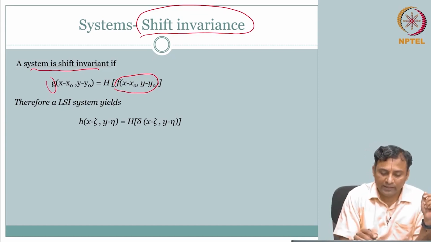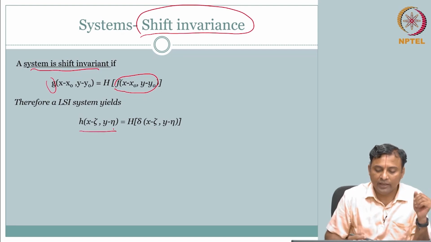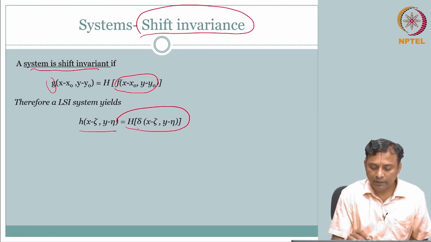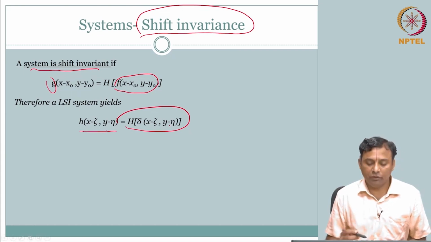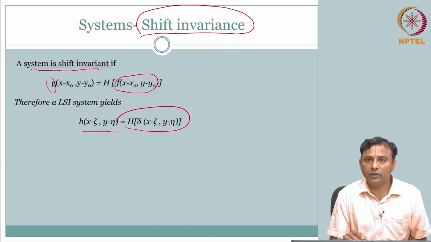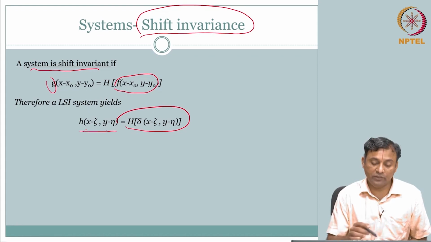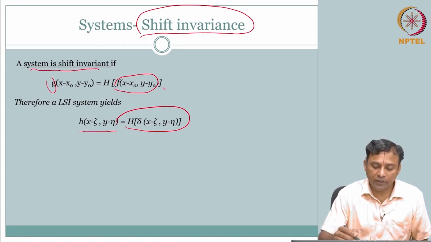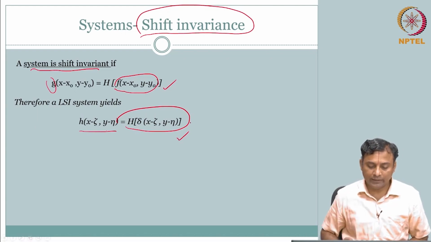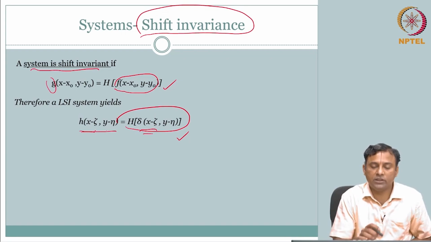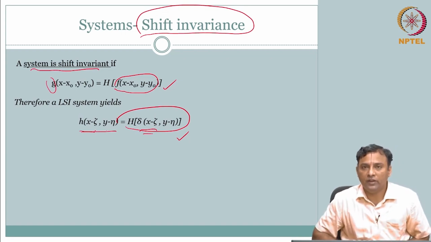Okay. So therefore an LSI system yields h of x minus zeta, y minus eta as h of the delta of this shift. So if I present a shifted delta function input, the output is a shifted version of the system function. This is very powerful, right? So using shift invariance, if it is an LSI system, then this shifting of your delta function or point impulse just shifts your system impulse response.